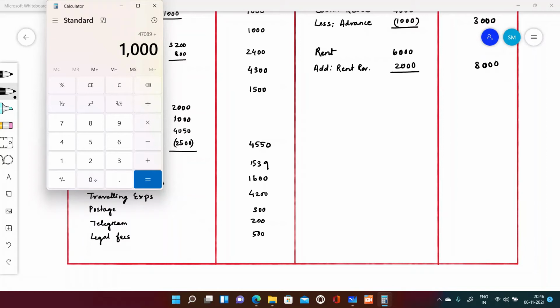Plus 1000. So I am getting... anything I left? Postage, telegram, trade expenses. Okay. Once more I should calculate.